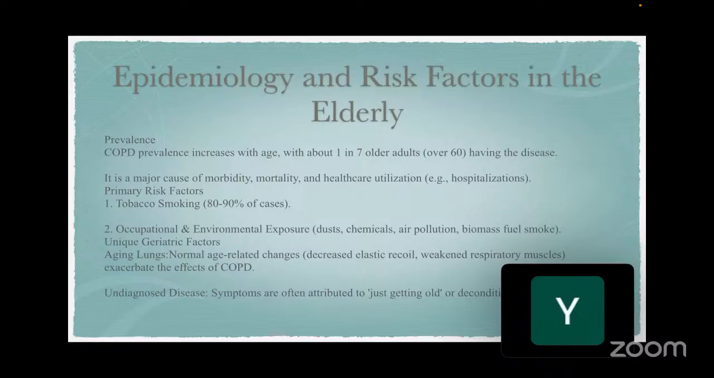The prevalence of COPD increases with age, and about 1 in 7 older adults over 60 have the disease. It's a major cause of morbidity, mortality, and healthcare utilization, like hospitalization. The primary risk factor of COPD is tobacco smoking. 80 to 90% of cases of COPD are caused by tobacco smoking. But when we suspect a patient to have COPD, and when we take the history, we have to ask about occupational and environmental exposure, like dust, chemicals, and fuel smoke.